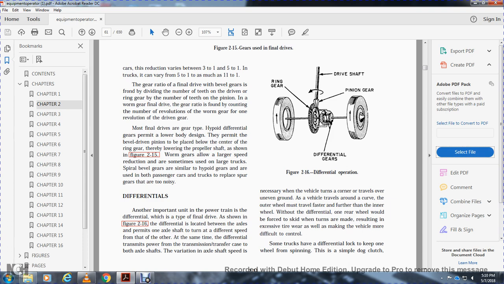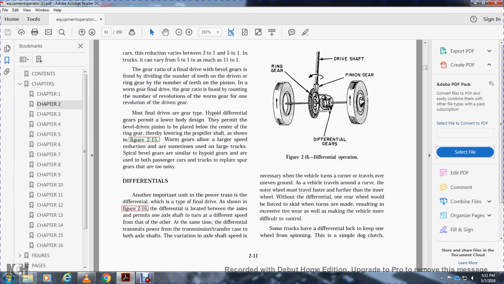The vehicle travels around the curve, the outer wheel must travel faster for the further than the inner wheel. Without the differential the rear wheel would be forced to skip, resulting in excessive tire wear, making the vehicle more difficult to control. Figure 216 is the differential operation: the ring gear, the drive shaft, the pinion gear, and the differential gears.